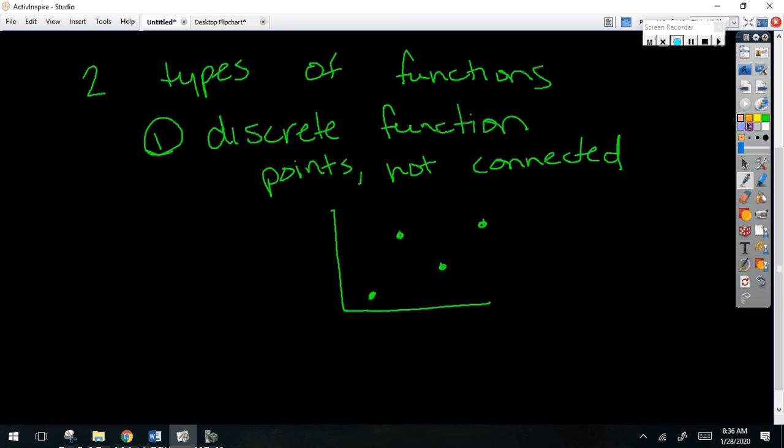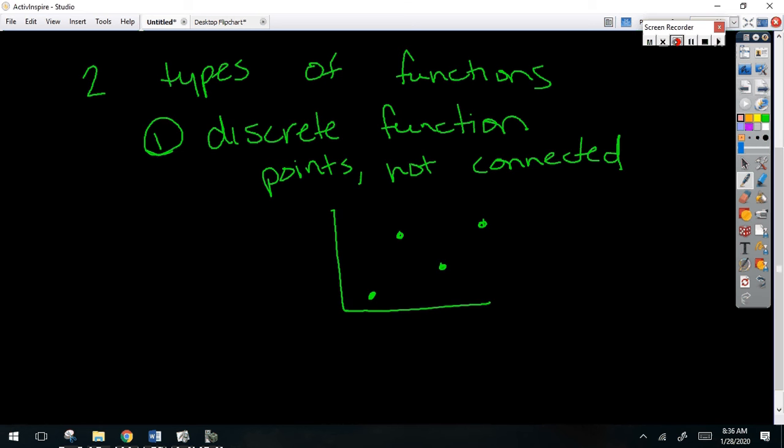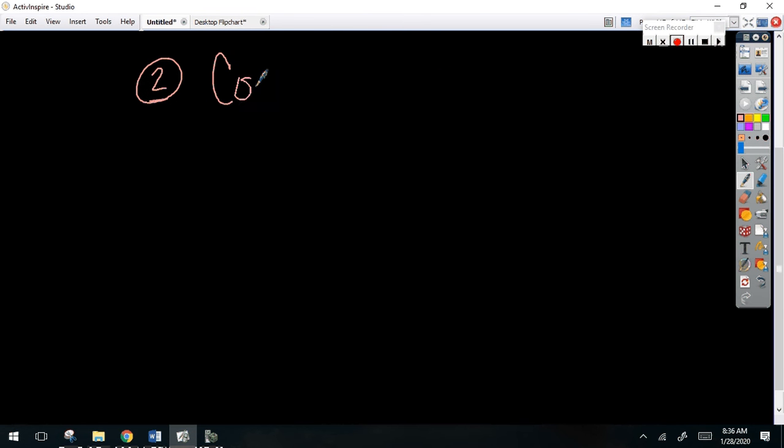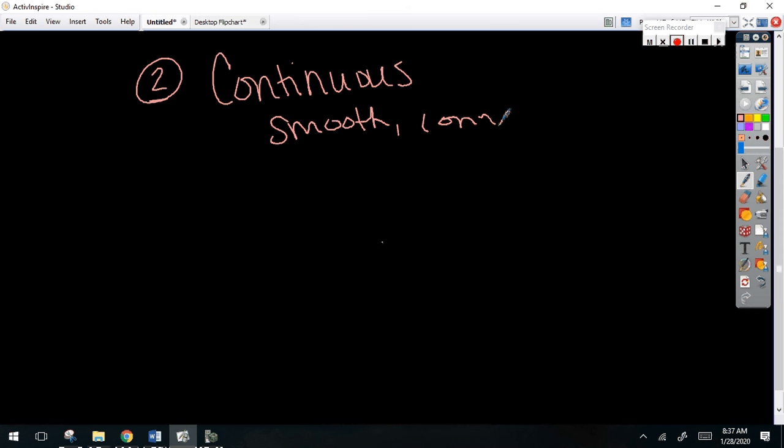The other type of function we're going to talk about is what we call continuous. So continuous is connected. Think about, if you could draw the graph without lifting your pencil. Smooth, connected. Think about a line.